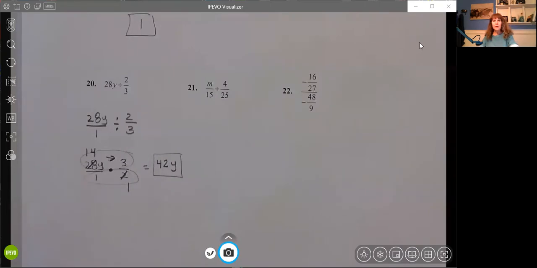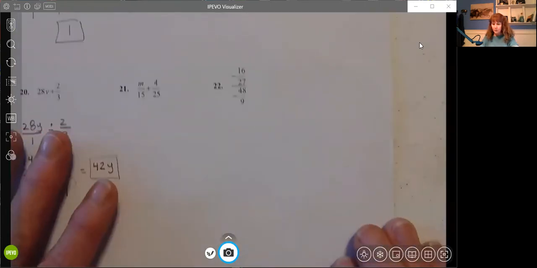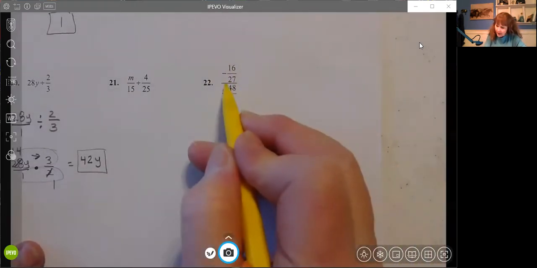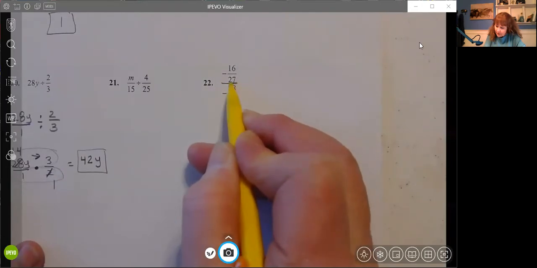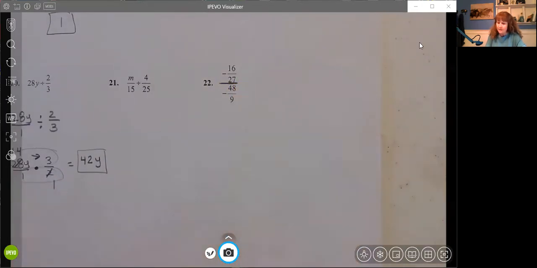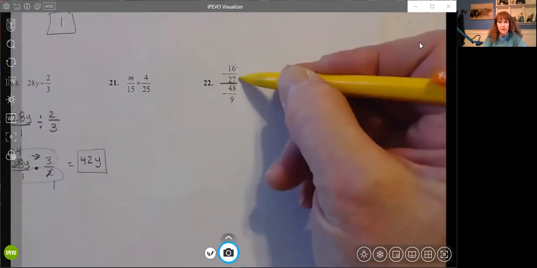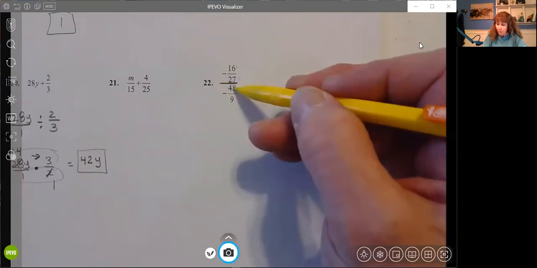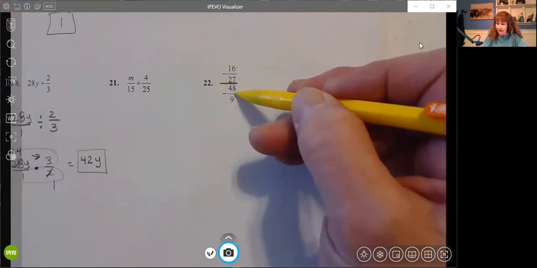All right, let's look at number 22. Okay, now number 22 is actually called a complex fraction. It's a fraction within a fraction. Well, what we're going to do is rewrite this fraction. So these fraction bars actually mean divide. So I'm taking 16 divided by 27, and then that answer divided by whatever you would get here, 48 divided by 9.